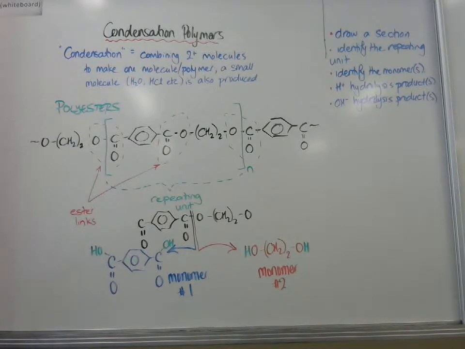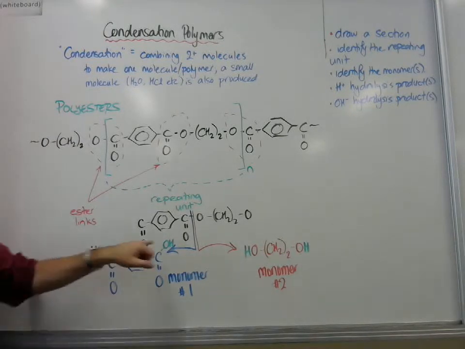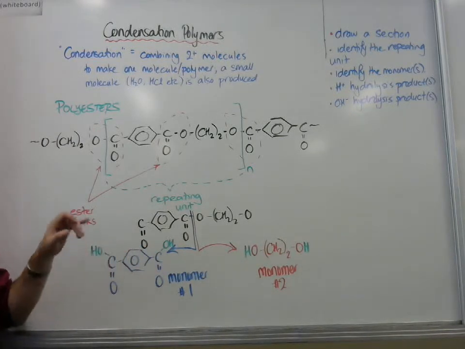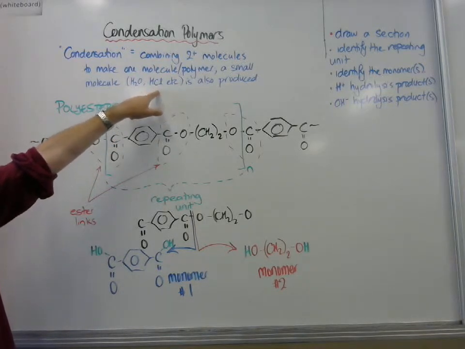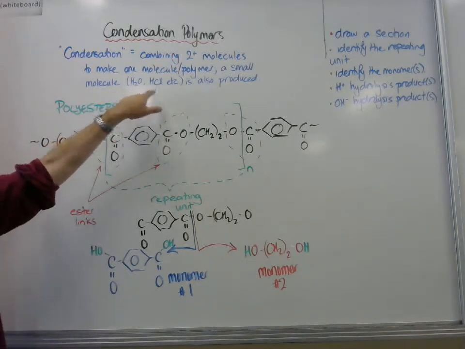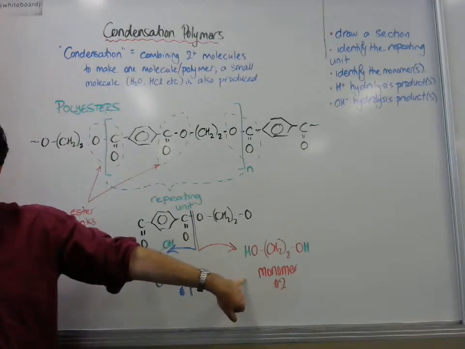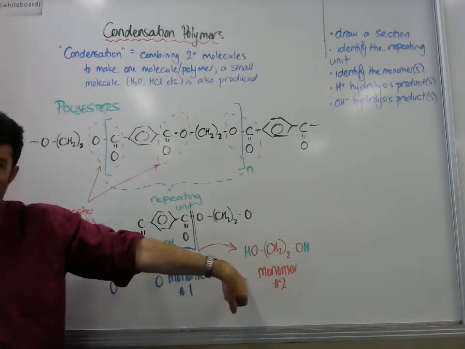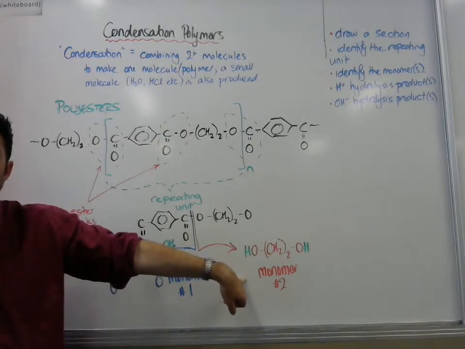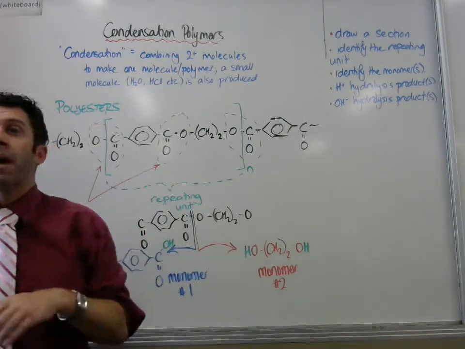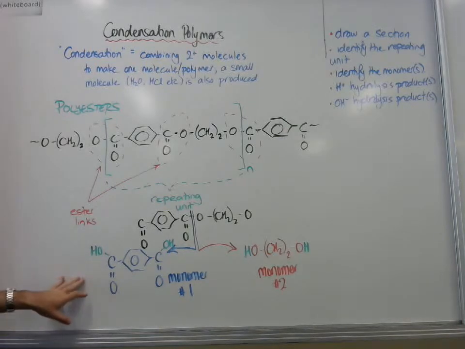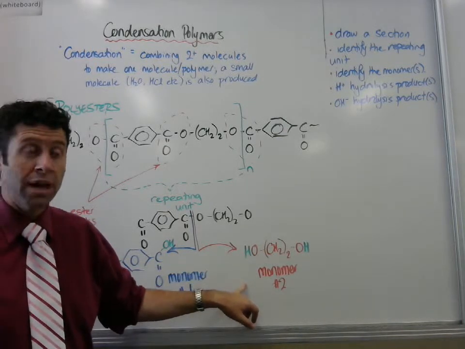Now it could be a diacyl chloride. These could be Cl instead of OH. So when I said it could be HCl instead of H2O. Alright? And over here we've got what's called a diol. So a dialcohol, if you want the full name, but a diol. So we make polyesters from a dicarboxylic acid and a diol.